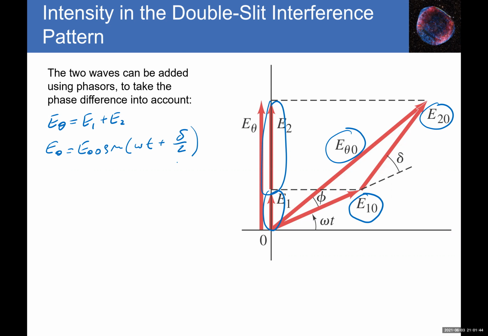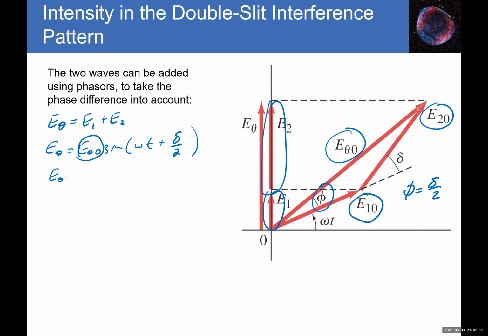Over here we can see this angle phi. From the symmetry, phi is equal to delta over 2. Since phi equals delta over 2, I can write this as delta over 2. Now, one thing I have here is the amplitude of this vector, of this E theta.